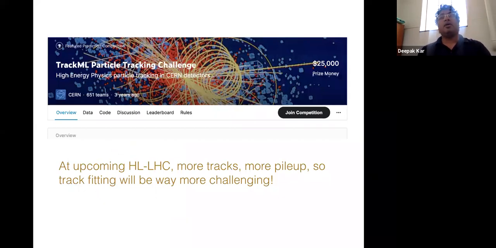And this is going to become way more important in coming years because, as some of you may know, the LHC is going to get upgraded to what they call HL-LHC, or high luminosity LHC. So there will be more luminosity. That essentially means more protons, more pileup, more tracks. So efficient identification of tracks, or efficient reconstruction of tracks, is a critical thing.